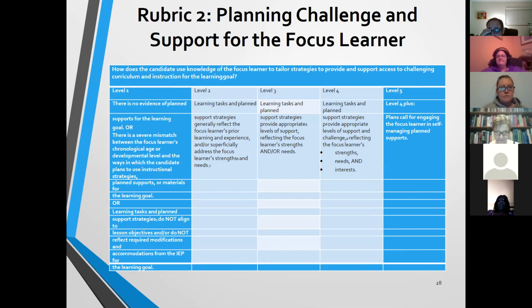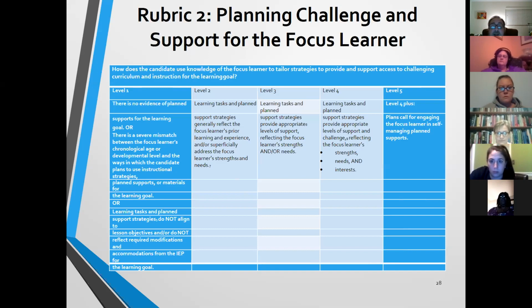Anyway, let's take a look down now at level 2. Learning tasks and planned support strategies generally reflect the focused learner's prior learning and experience and/or superficially address the focused learner's strengths and needs. So not everything is consistent with the way that the focused learner will work or wants to work, but in general, it's better than it could be.